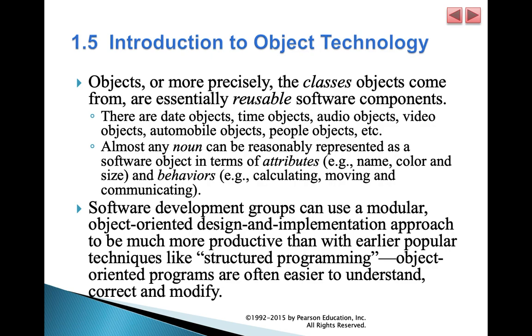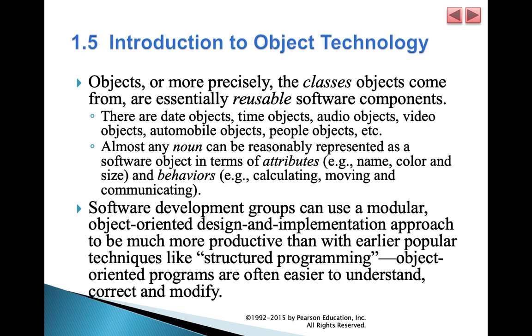So let's talk about object-oriented programming. Objects, or more precisely classes, come from essentially reusable software components. So there are date objects, time objects, audio objects, video objects, automobile objects, people objects. We want to make programs that deal with these kinds of objects. Almost any noun can be represented as a software object in terms of attributes. So any noun can have some attributes, for example name, color, size, and behavior, for example calculating, moving, and communication.